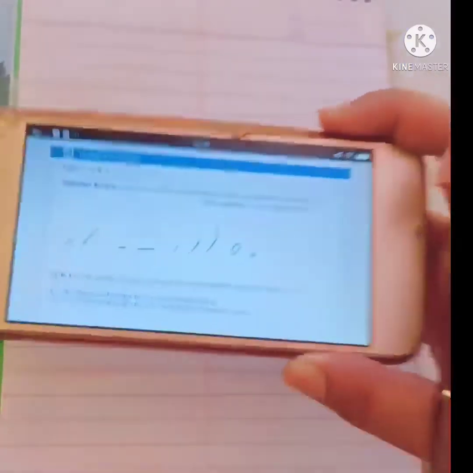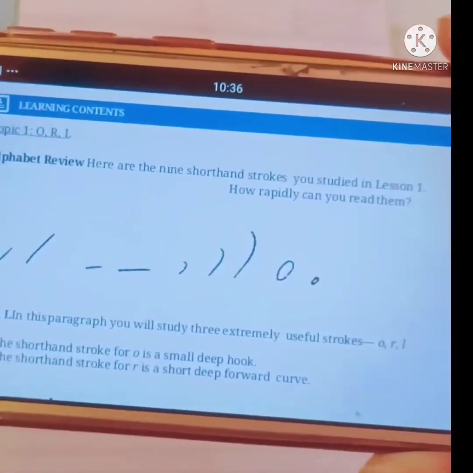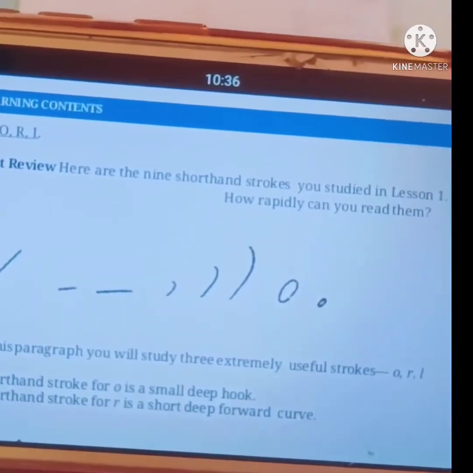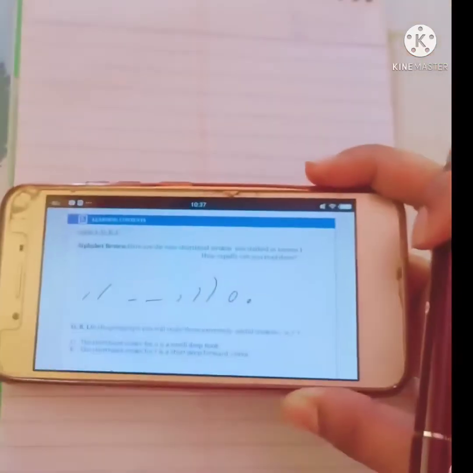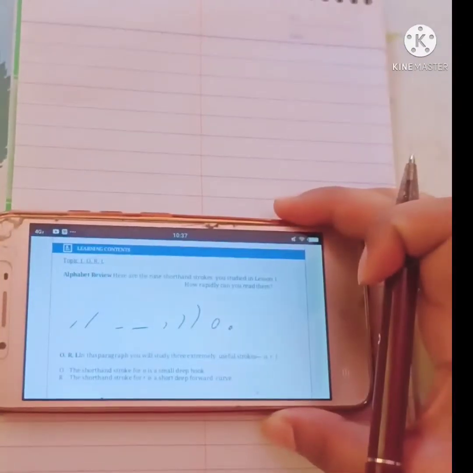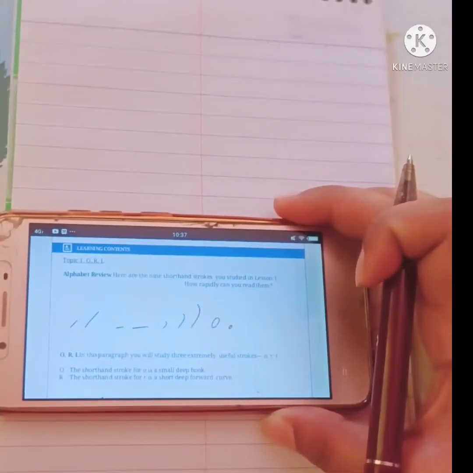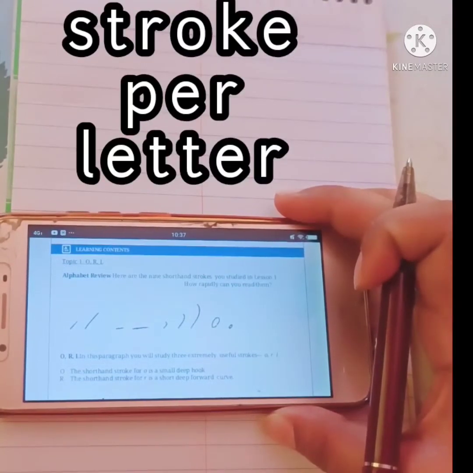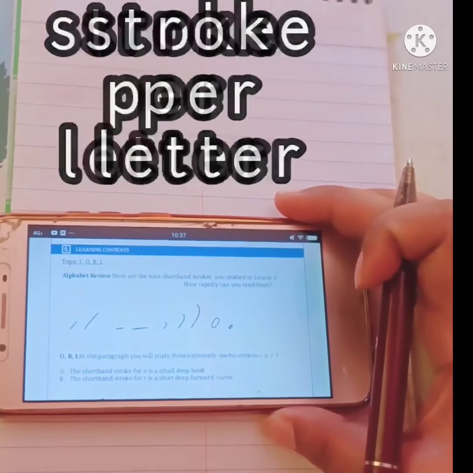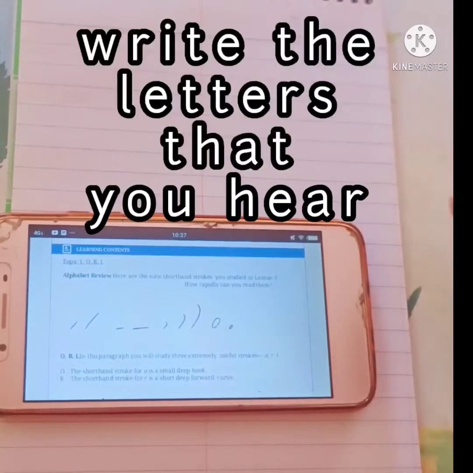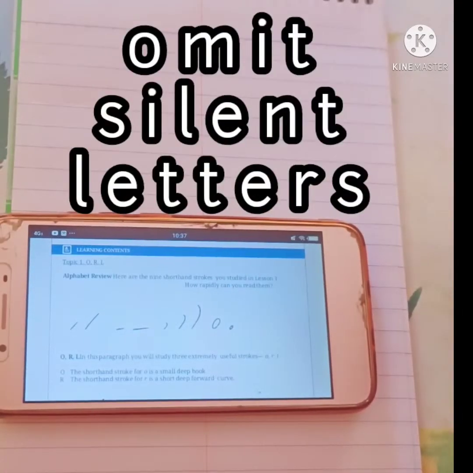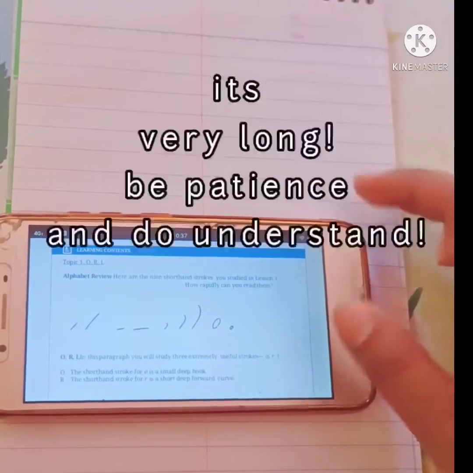Let's start. This will be our first consonant and vowel letters. So it's like the same, but it's not. And by the way, guys, it's not like a letter alphabet that we start with A to Z. This was based on stroke per letter. And another reminder, guys, that we spell out or write the sound of what we hear, and we omit all the silent letters. So let's start.